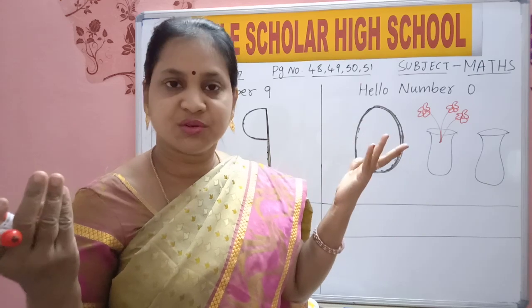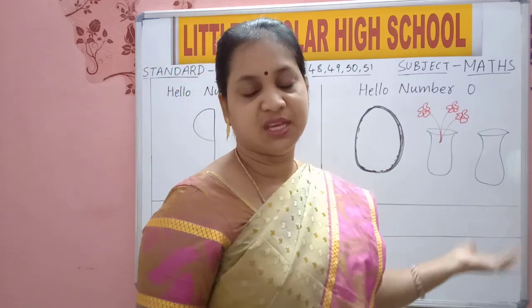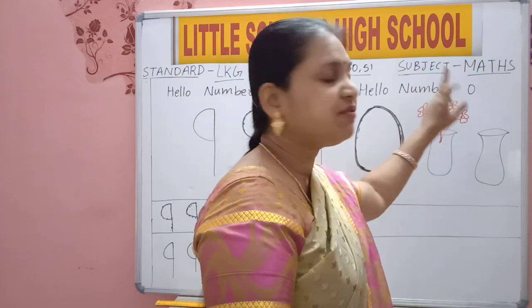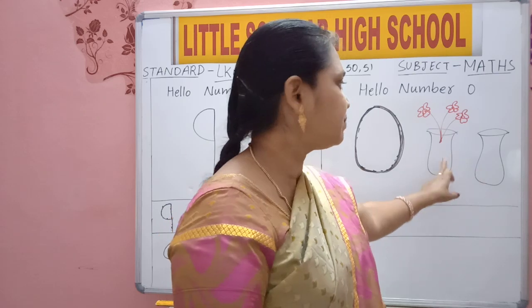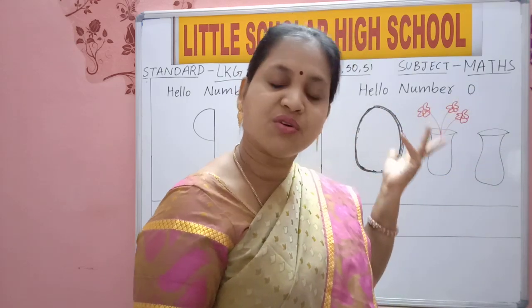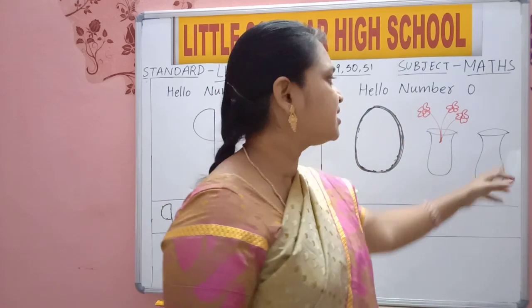No flowers. That means 0. No flowers means 0 flowers. In this pot I have 1, 2, 3 flowers, but in this flower pot, no flowers. No flowers means 0. Nothing is there in this flower pot.